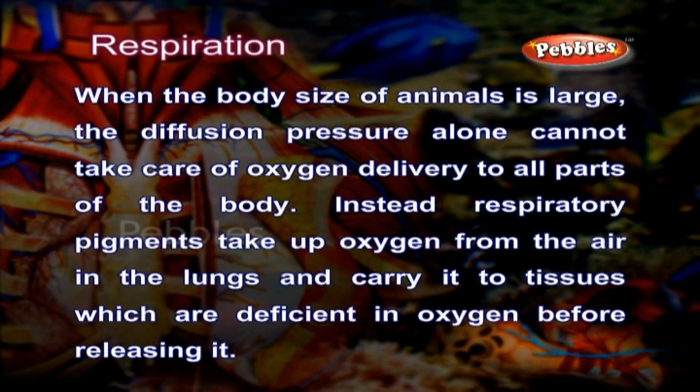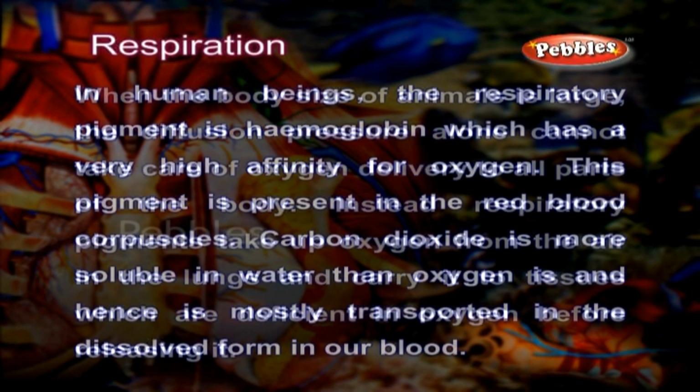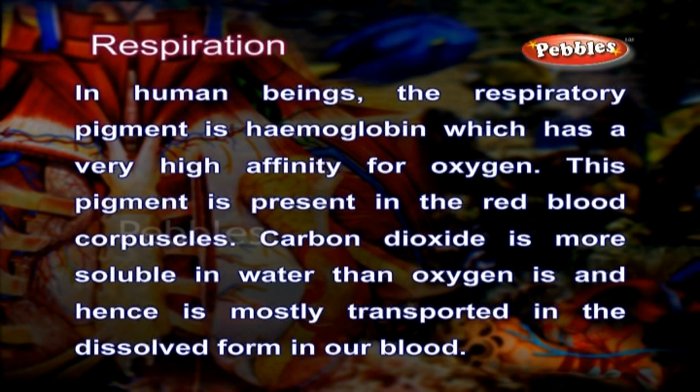When the body size of animals is large, the diffusion pressure alone cannot take care of oxygen delivery to all parts of the body. Instead, respiratory pigments take up oxygen from the air in the lungs and carry it to tissues which are deficient in oxygen before releasing it. In human beings, the respiratory pigment is hemoglobin, which has a very high affinity for oxygen. This pigment is present in the red blood corpuscles.